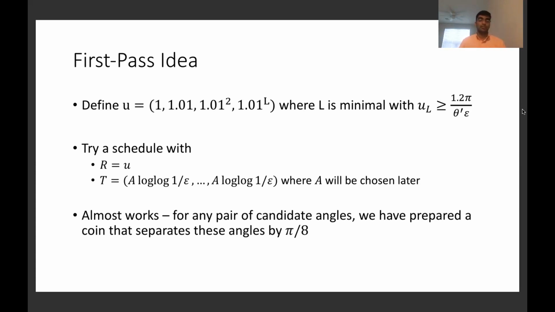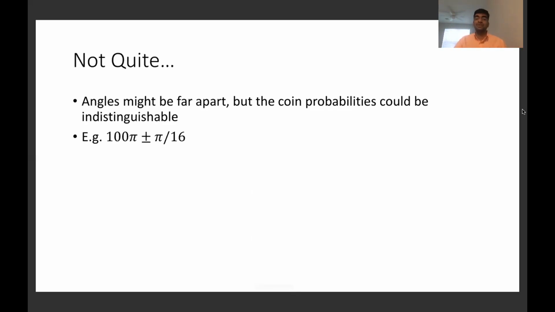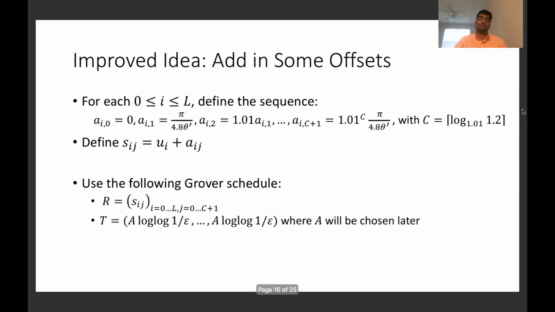And what happens is that using this sequence, we can guarantee that for any pair of candidate angles, there will be some coin that we have prepared that separates these angles by pi over 8. And so this means that no matter what two angles we are asked to distinguish, there's always some coin for which they are far apart in terms of their angle. But this is not sufficient. Angles might be far apart, but the coin probabilities could still be indistinguishable. Like they could be at 100 pi plus pi over 16 after rotation, and 100 pi minus pi over 16. And so their probabilities would still be the same.